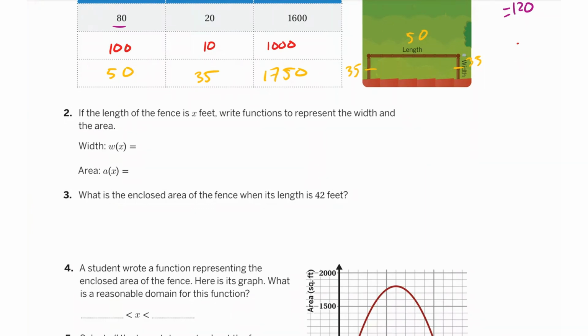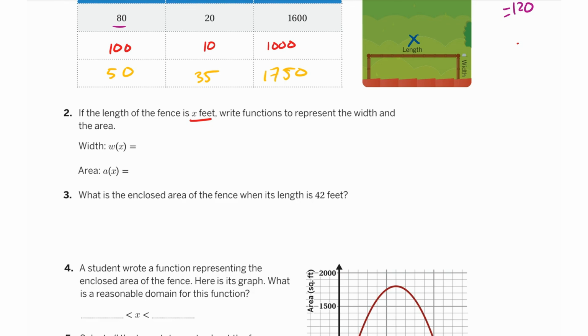For number 2, if the length of the fence is X feet. Okay, so we're going back up here. I'm going to erase some of these values up here. Let's use blue. We're going to say that the length, we're going to call X. Write functions to represent the width and the area.